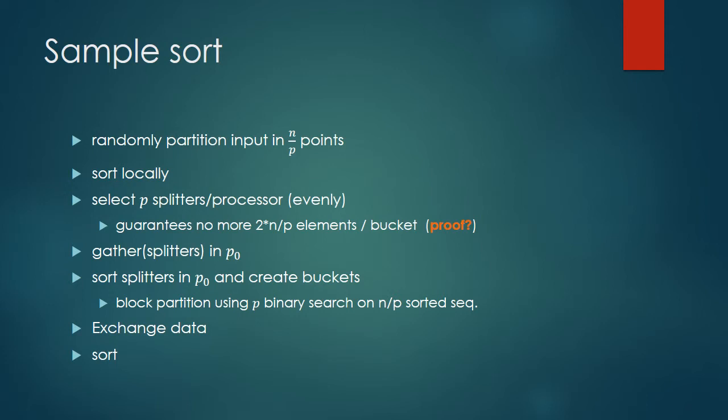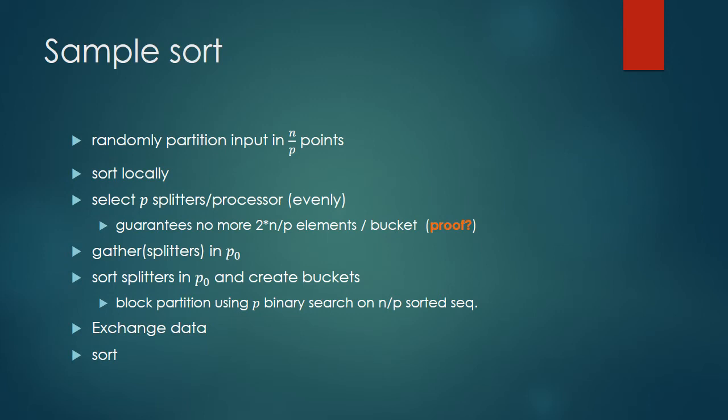So you randomly partition it into n over p points. So this is dividing across each. You sort locally. This version I do mention because in practice it works reasonably well. And then you choose p splitters per processor evenly because it's sorted. It's a good sampling of your distribution. That guarantees no more than 2n over p elements per bucket. So you can guarantee it, and we can look at the proof if you want. It's not great because you still have a factor of 2 almost. That could be worse, but it's not that bad.